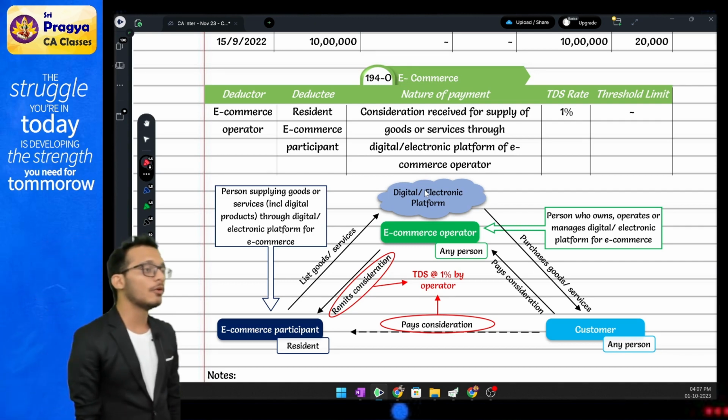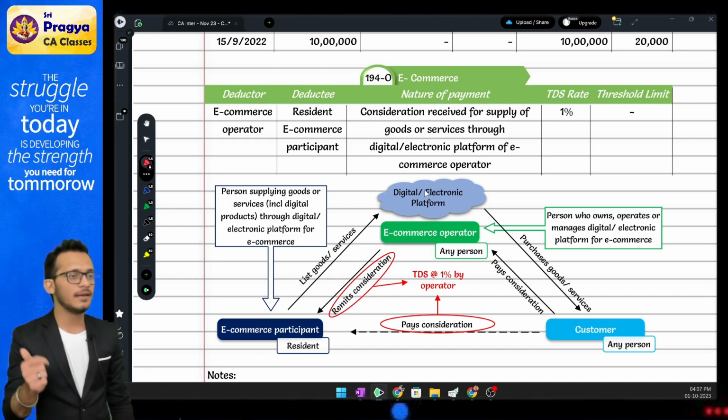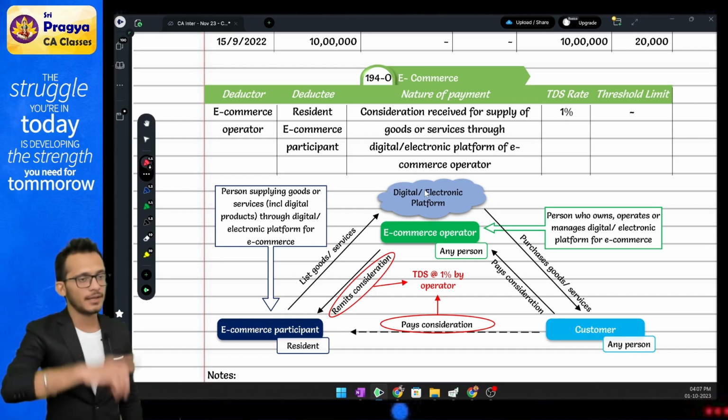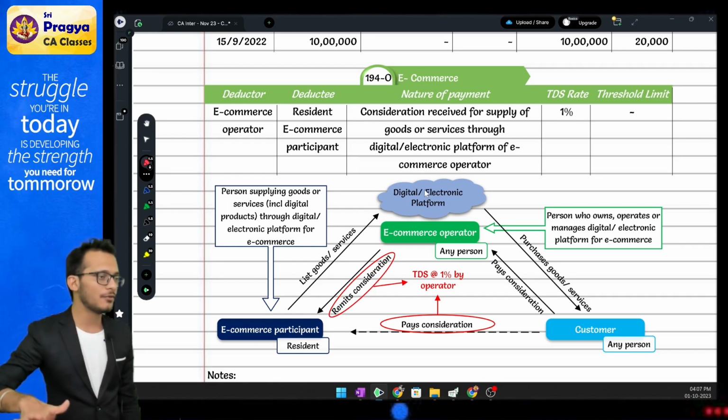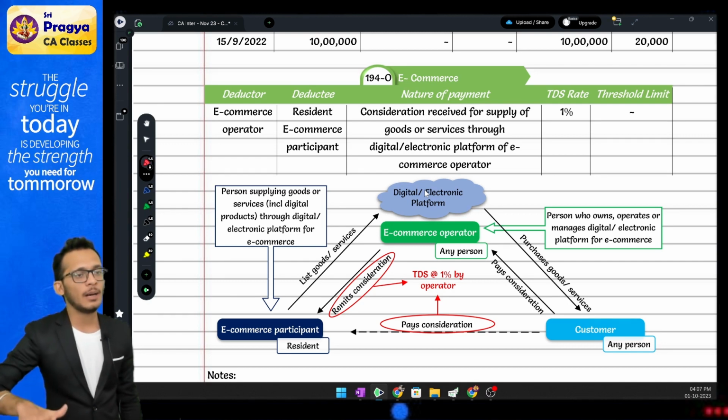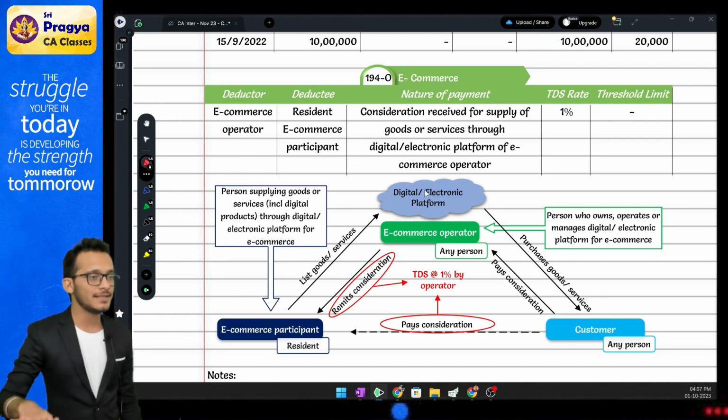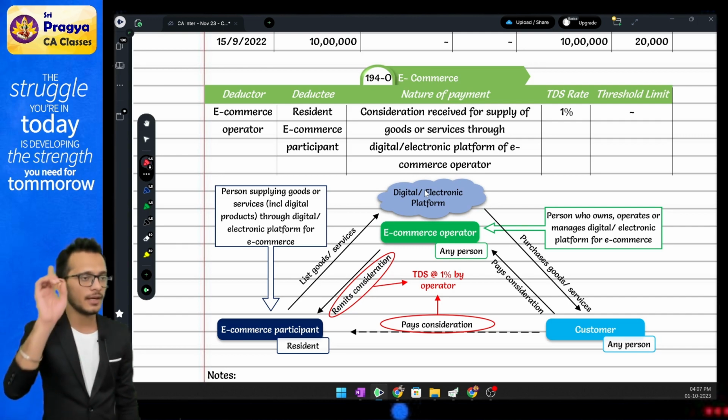This section is an overriding section, which means I don't care even if I'm paying professional payments or contract payments or anything. As long as it is happening through the e-commerce operator section, it has to happen as per 194O. I will not look at C, I will not look at J, I will not look at M, nothing. I will only look at O.